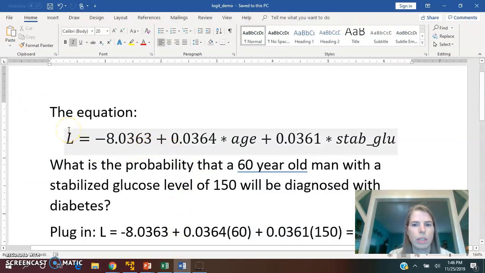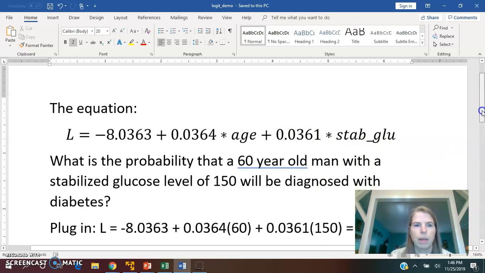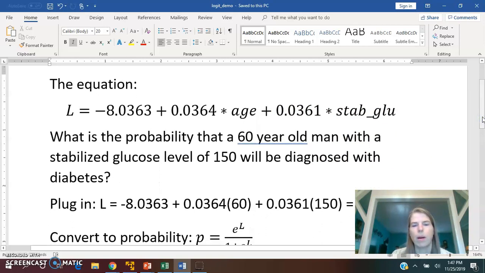And remember, in logistic regression, we say L equals, not Y equals. I have my intercept, I have my estimate for age, and my estimate for stabilized glucose. And now I'm ready to make predictions. My first question is, what is the probability that a 60-year-old man with a stabilized glucose level of 150 will be diagnosed with diabetes? Well, the fact that he's a man is of no consequence here.